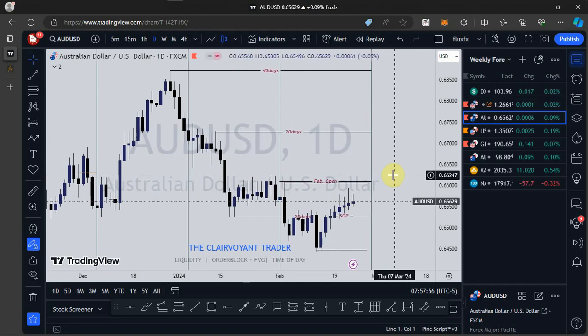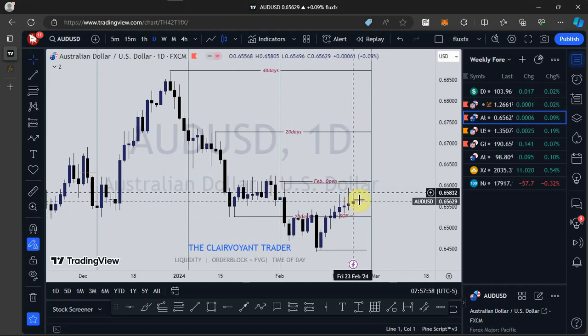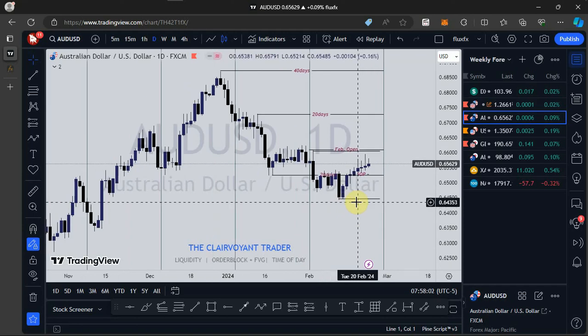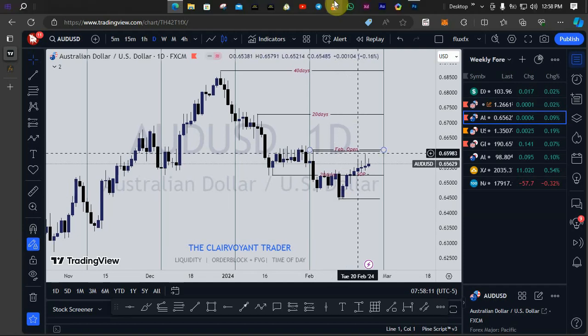Yeah, so for AUD/USD, I expect to see price continue to push to the downside to take out this low right here, as well as this low. So I'm still bearish on AUD/USD. Yeah, so that is just that for AUD/USD.